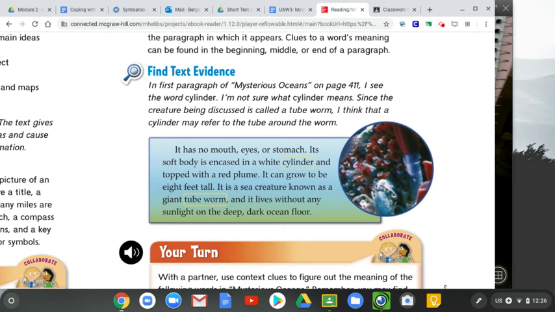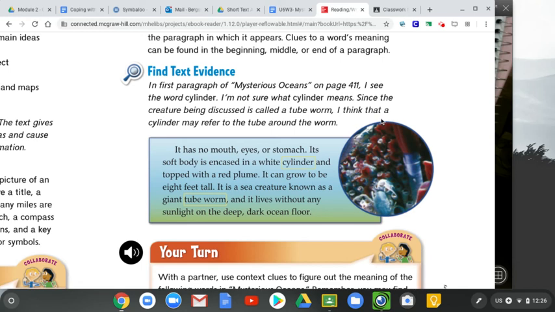It has no mouth, eyes, or stomach. Its soft body is encased in a white cylinder and topped with a red plume. It can grow to be 8 feet tall. It is a sea creature known as a giant tube worm, and it lives without any sunlight on the deep, dark ocean floor. So our job is to define what the word cylinder is.